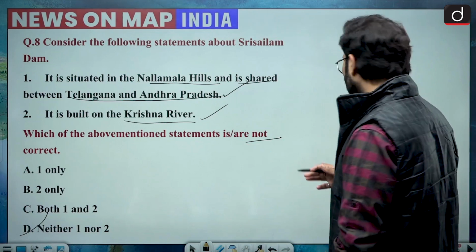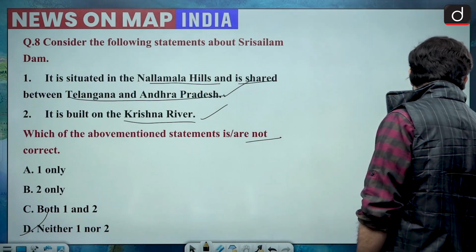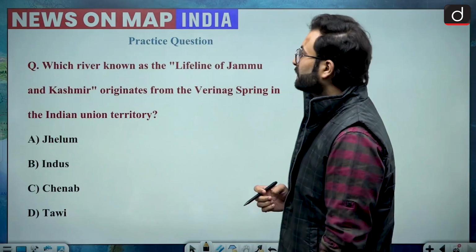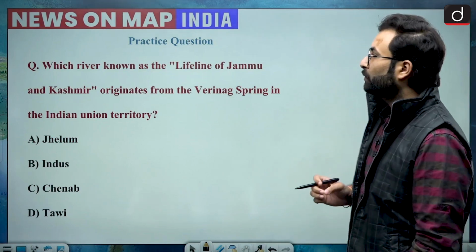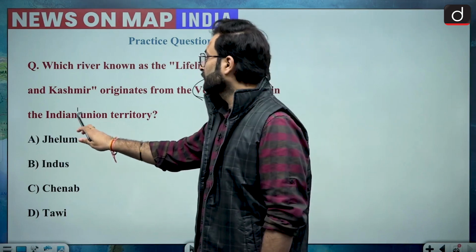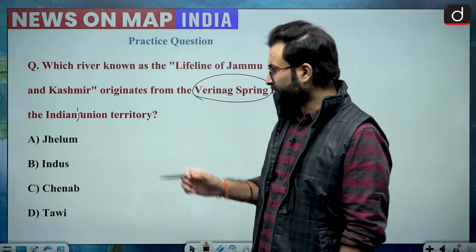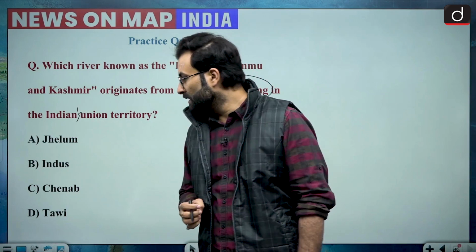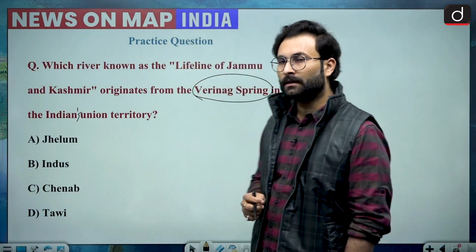Okay. So that's about this particular session, and let's have a look at the practice question for you. Which river, known as the lifeline of Jammu and Kashmir, originates from the Verinag spring in India's Union Territory? Okay. Option A Jhelum, B Indus, C Chenab, and D Tavi. Okay. So you can try this question and answer in the comment box.